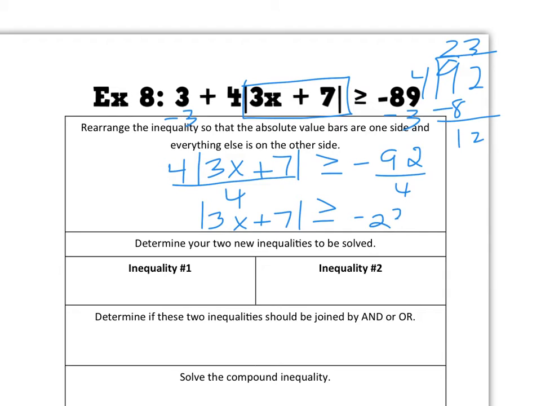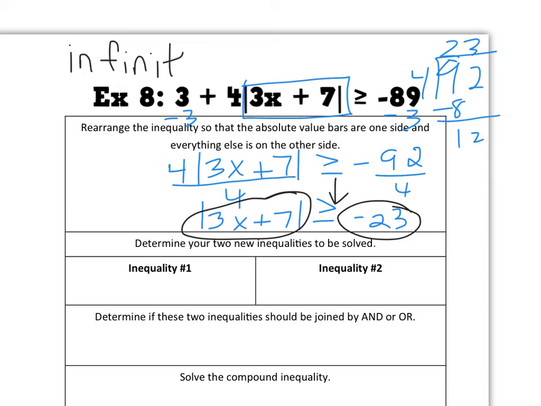Now, work smarter, not harder. My absolute value of anything is going to be positive, and a positive number is always going to be greater than or equal to a negative number. So what that means is that this is going to be infinitely many solutions. Or you could say all real numbers.